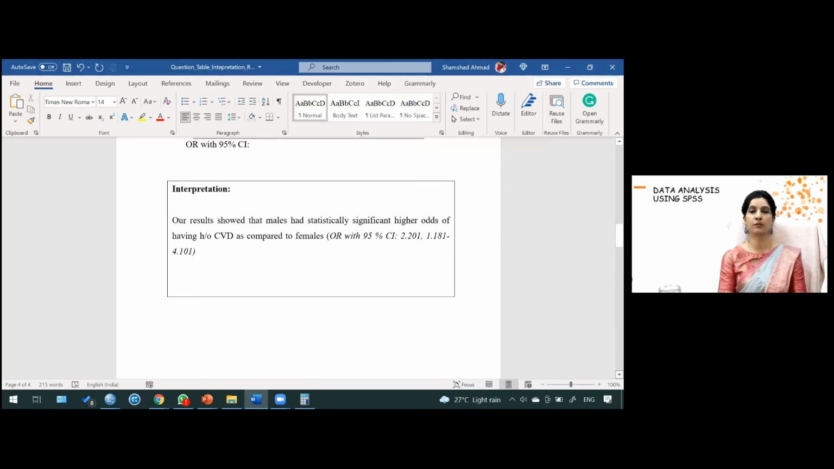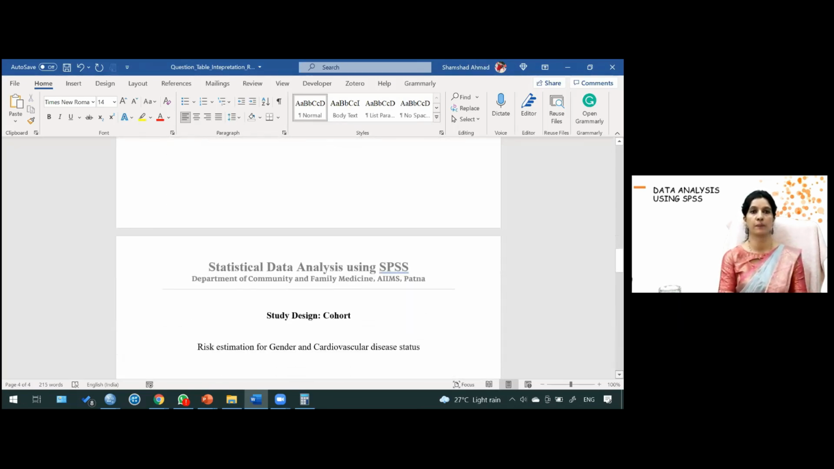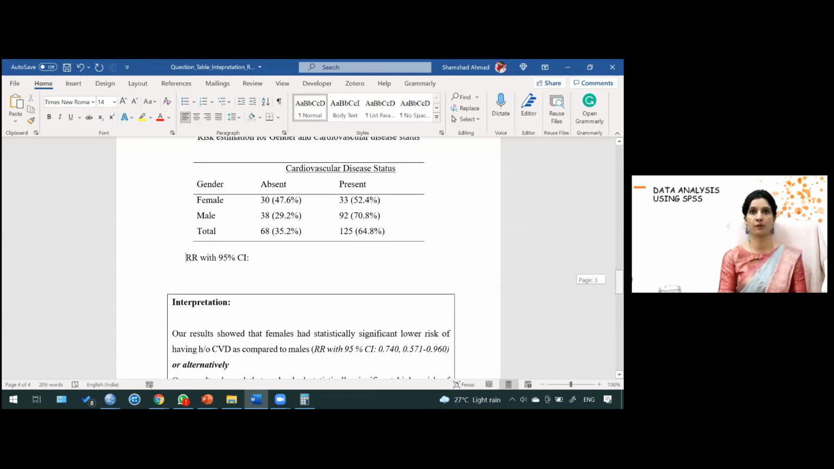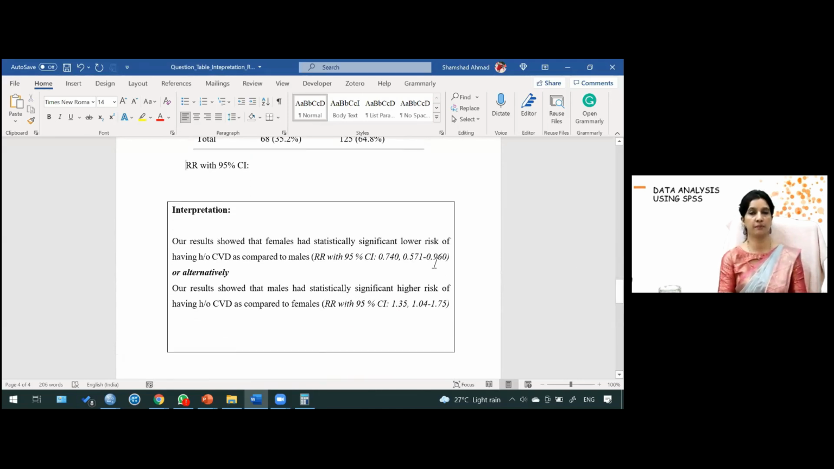If I go to the interpretation of risk estimate, then you can see here that this is the relative risk with 95% confidence interval. So the result showed that the female had significantly lower risk of having cardiovascular disease. Alternatively, you can show that the male has significantly higher risk of cardiovascular disease. And for relative risk, I told you, you have to divide 1 by this value, and it will give you the confidence interval and the relative risk value. Okay, is it clear to all of you?